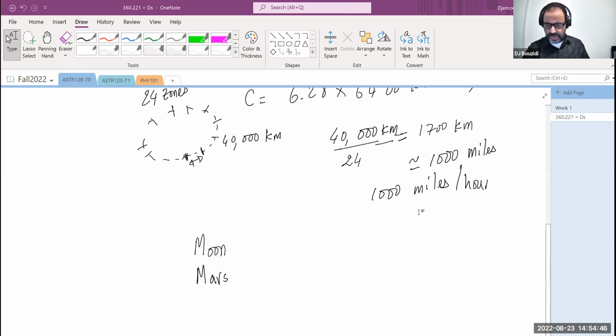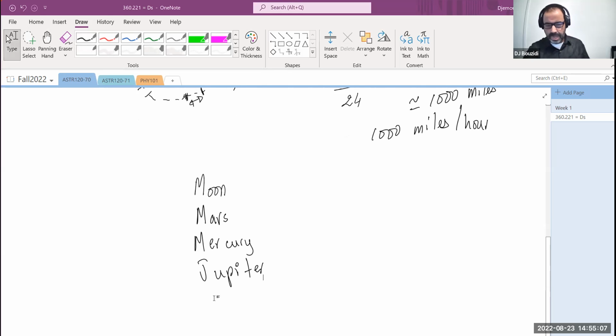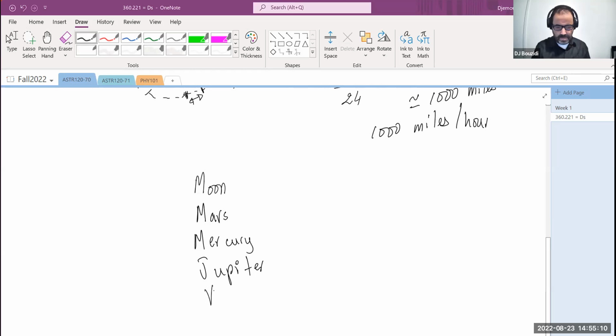The third object that we're going to talk about is Mercury. There is a reason why I'm putting them in this order, and you will see it clearly. Then after that, Jupiter. And after that, Venus, Saturn, and finally the sun too.